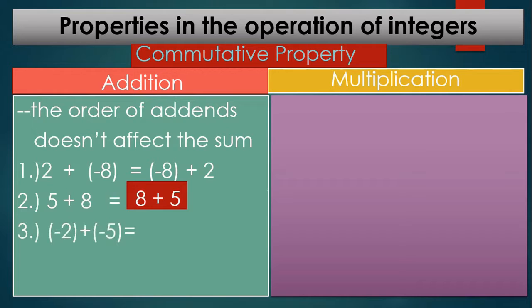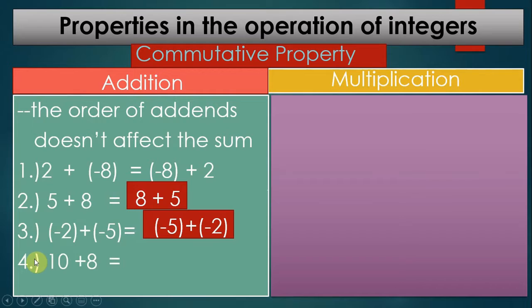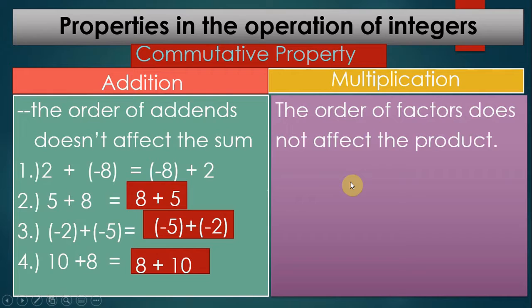Number 3 example, negative 2 plus negative 5. When you apply the commutative property of addition, that would be negative 5 plus negative 2. And likewise with number 4, 10 plus 8, when you apply the commutative property of addition, that would be 8 plus 10.